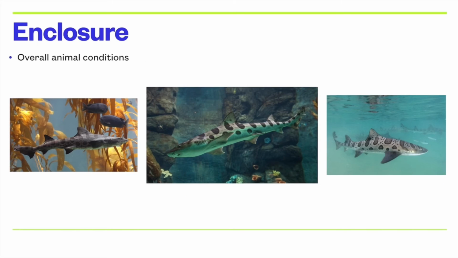Overall animal conditions are good. Small leopard sharks are kept in the slough exhibit. As they grow, they are moved up to the wave pool of the aviary exhibit, and when they are near full size, they go into the deep reef exhibit, allowing their enclosure to grow with them.